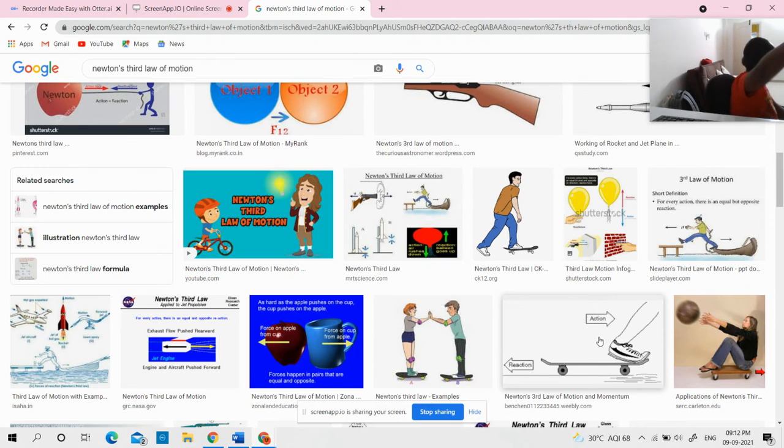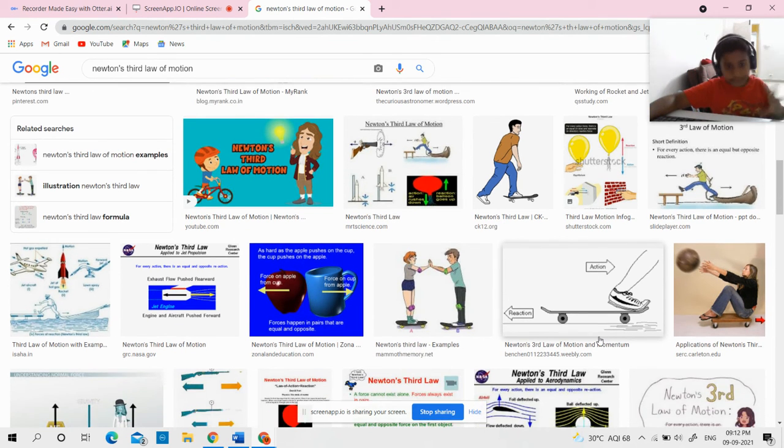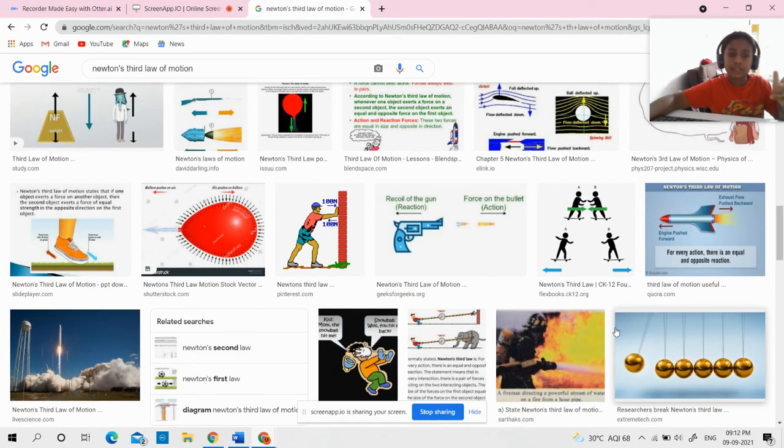So when the air is coming down, the balloon will go up, and the same amount of force is an opposite reaction. An opposite reaction will occur and it will go up because of Newton's third law of motion. It occurs in rockets, missiles, or anything that flies or moves. You can even take a soccer ball as an explanation for it.